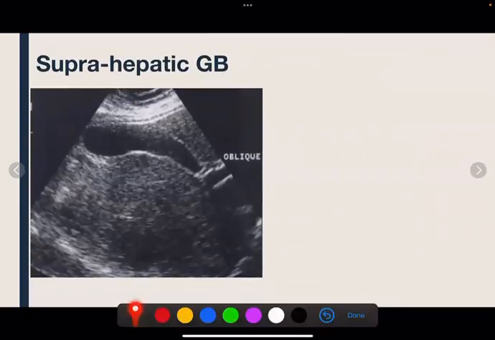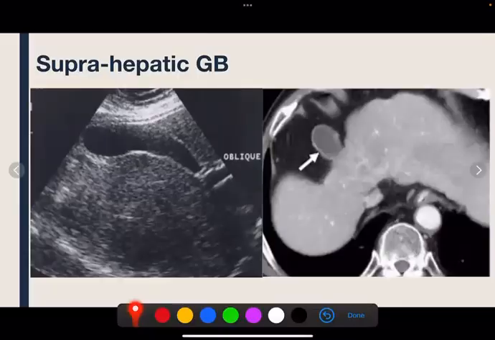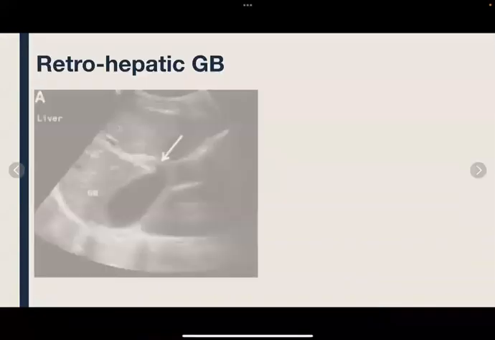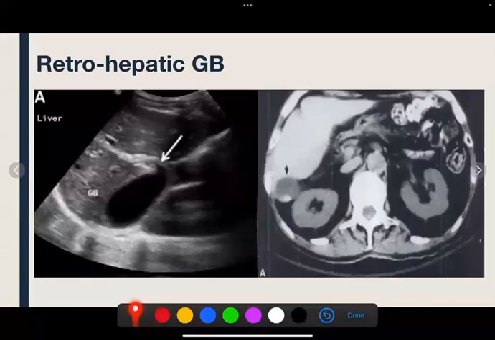Variation in position of the gallbladder. Sometimes it can be suprahepatic, as we can see here, just posterior to the anterior abdominal wall. And this is also an axial CT scan showing the suprahepatic gallbladder. Retrohepatic gallbladder: this is an ultrasound examination showing the liver and the right kidney, and the gallbladder is posterior, between the liver and the right kidney. An axial CT scan also shows the posterior location of the gallbladder.